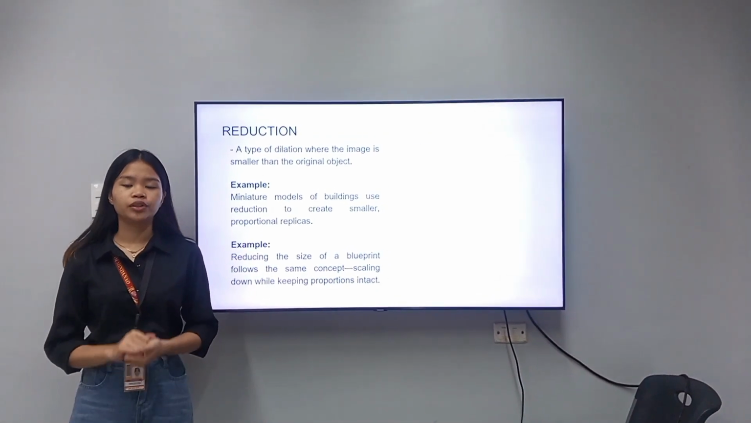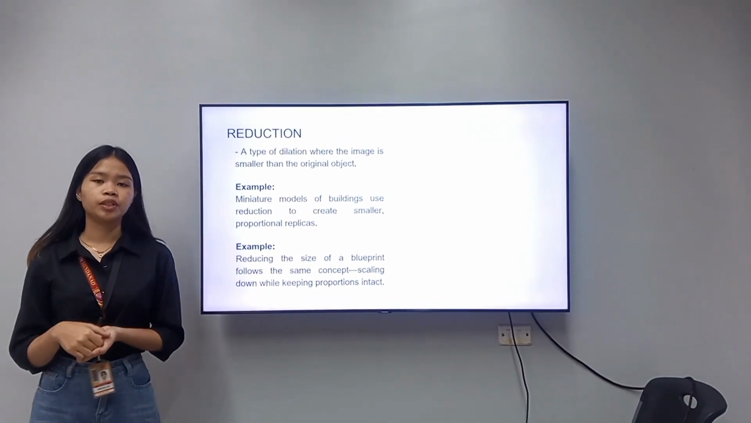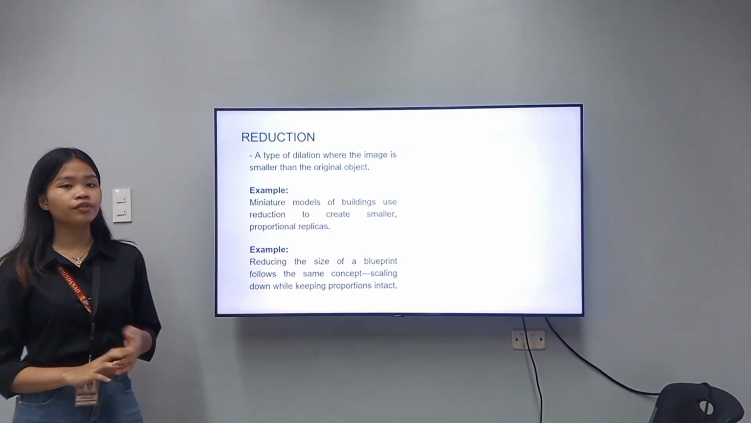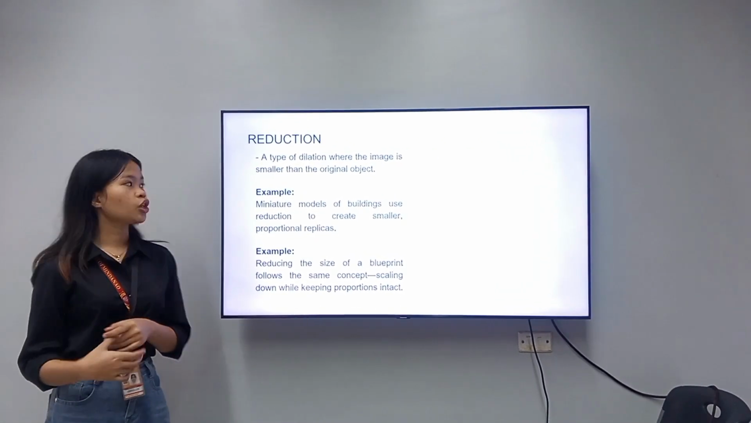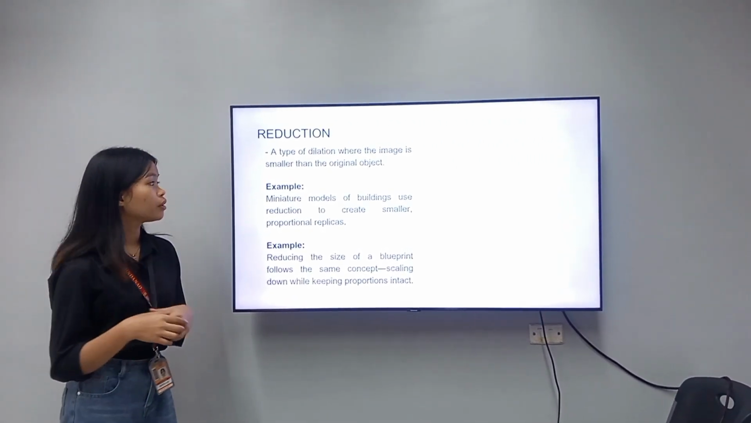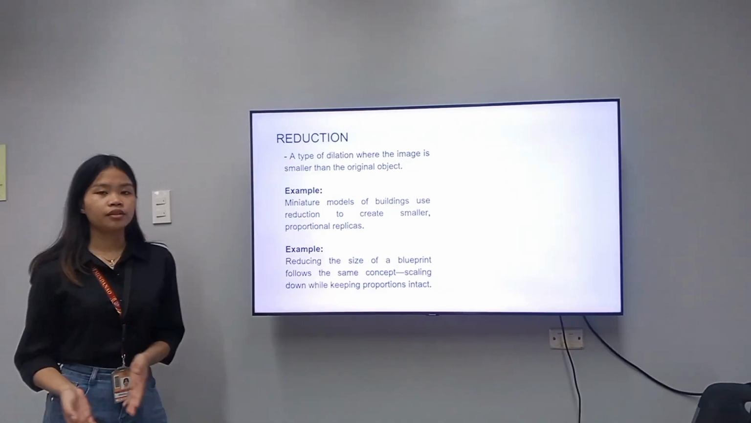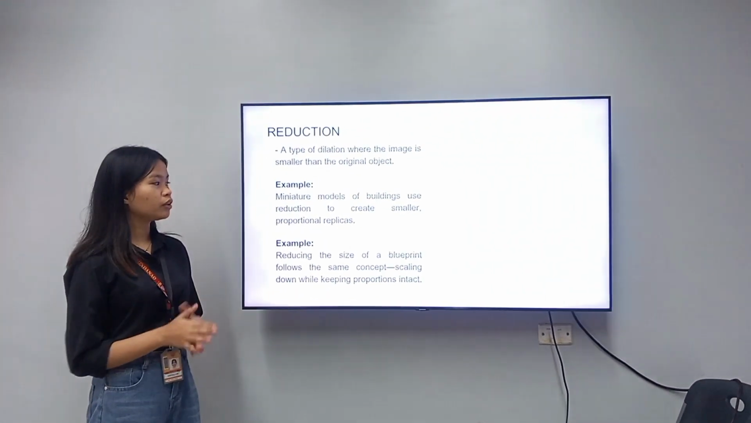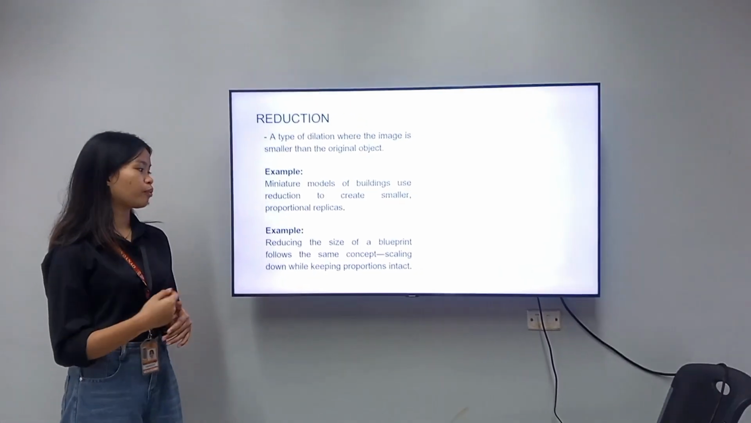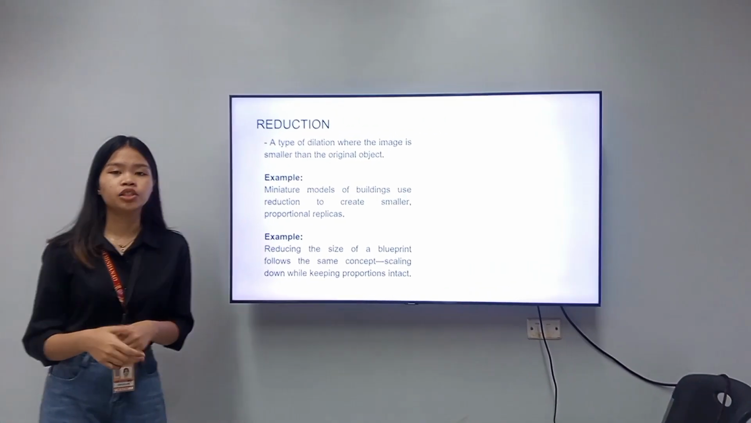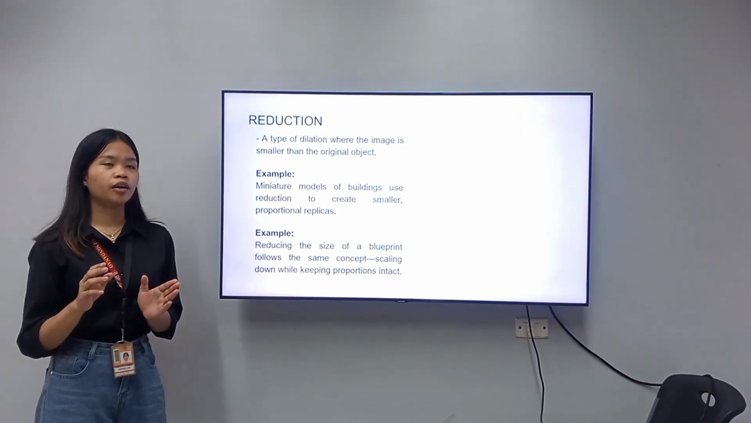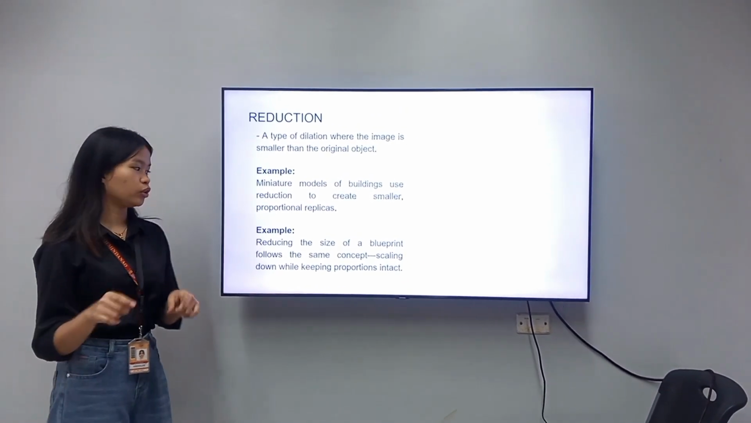Under dilation, there are two types. The first is reduction, a type of dilation where the image is smaller than the original object, so it is zooming out. An example in real life is miniature models of buildings, which use reduction to create a smaller proportional replica. As an engineering student, we use replicas to create a smaller scale of the building that we want to recreate.